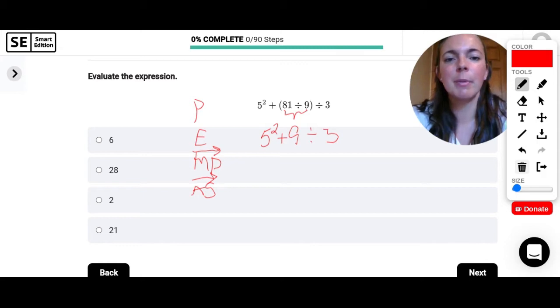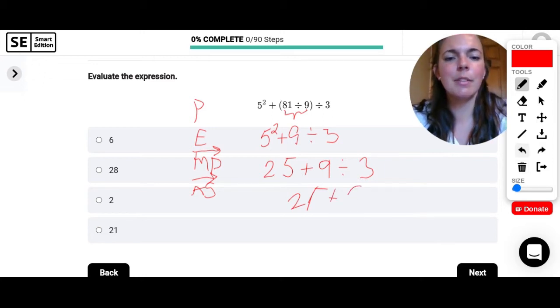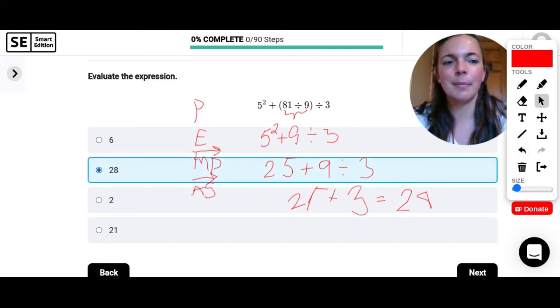So now I'm going to do my exponent. 5 squared is 25. So 25 plus 9 divided by 3. So next is division. 9 divided by 3 is just 3. 25 plus 3 will give me 28. Okay, so when we work through this problem and evaluate it, we get 28.